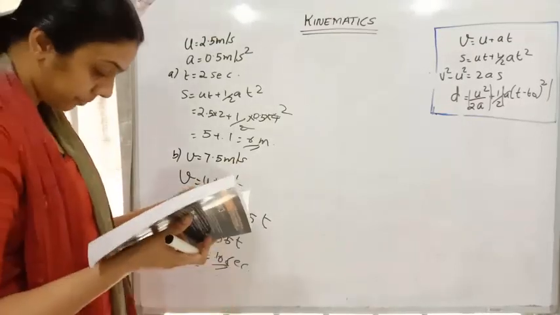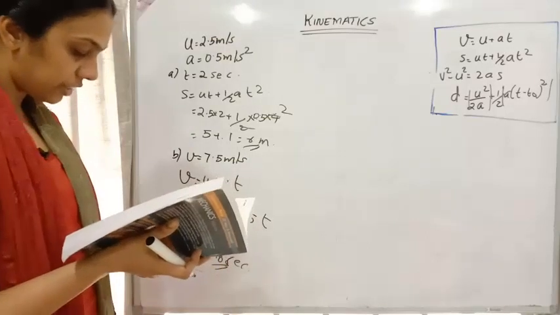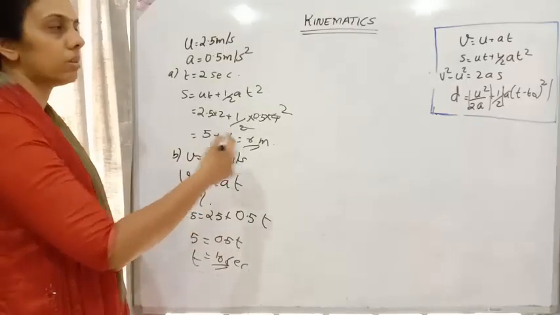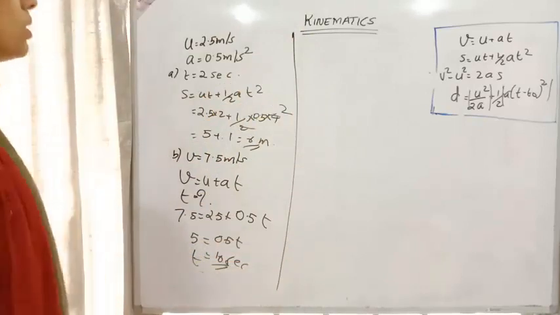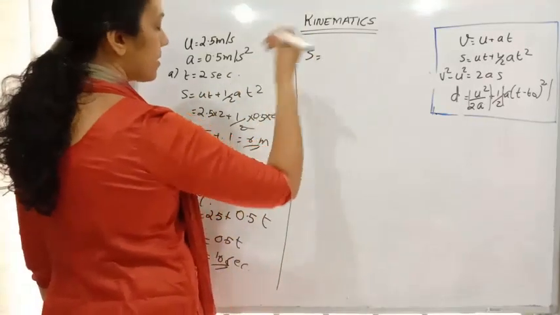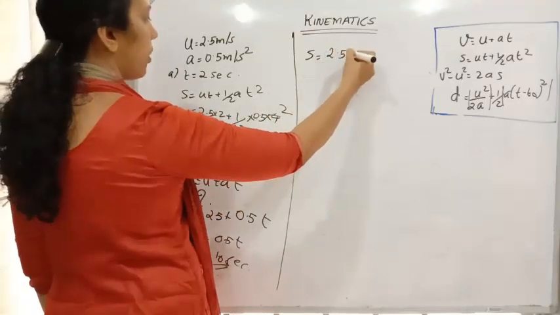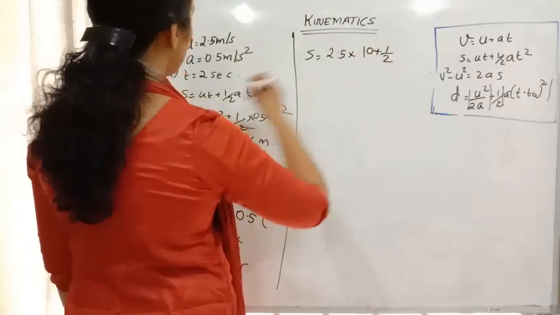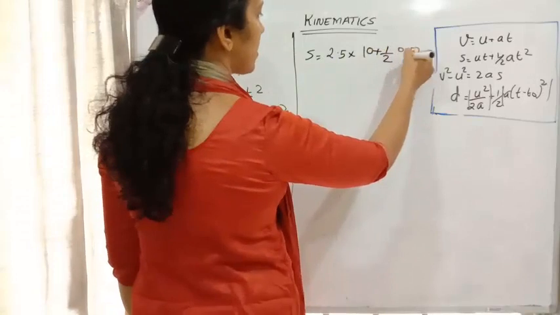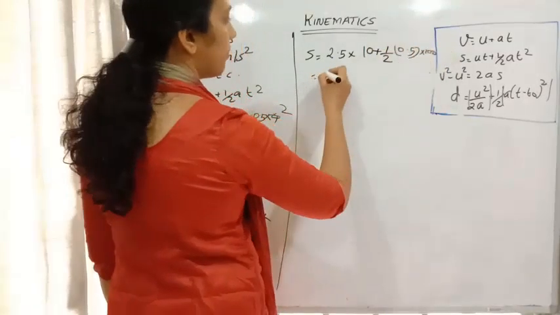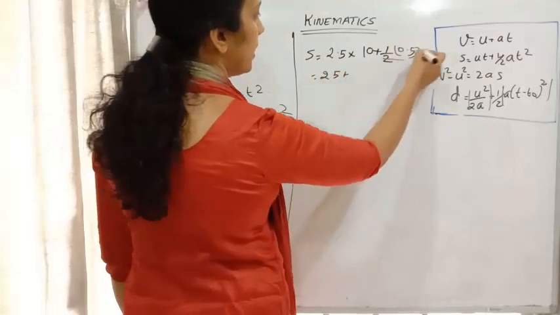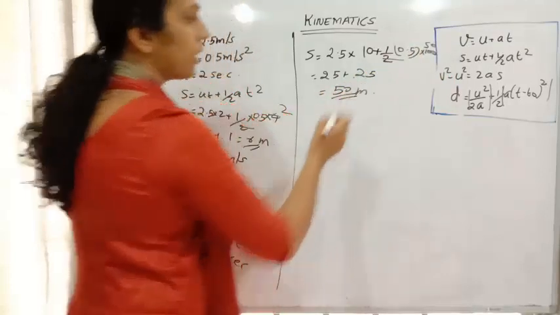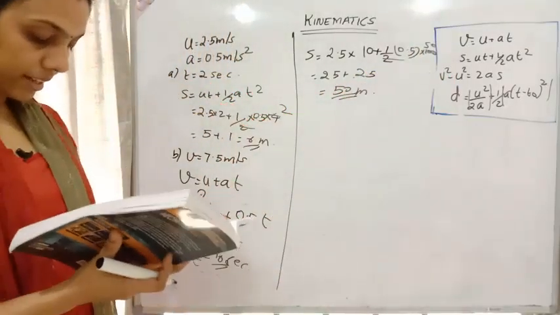Next one is, how much distance will it cover in reaching the velocity of 7.5 meter per second? How can we find out S? S is equal to ut plus half at square only. 2.5 into, what is the time, 10, plus half at square. A is 0.5 into t square, which is 100. Therefore 25 plus 50, 75 meter. Okay, clear? This is just a direct application only.